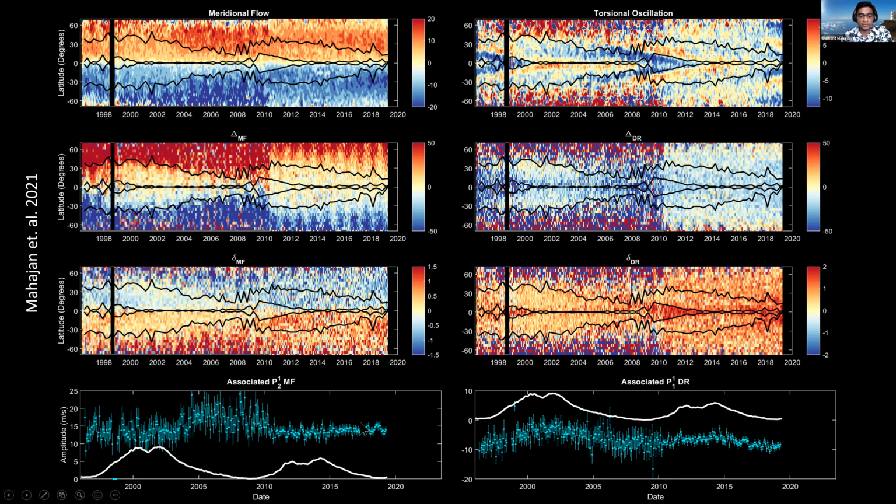The last panel at the bottom is the Legendre coefficients fitted to the baseline meridional flow velocity, which are a proxy for the amplitude of the meridional flow. And in white is the sunspot number, which shows that the meridional flow amplitude is anti-correlated to the sunspot cycle.